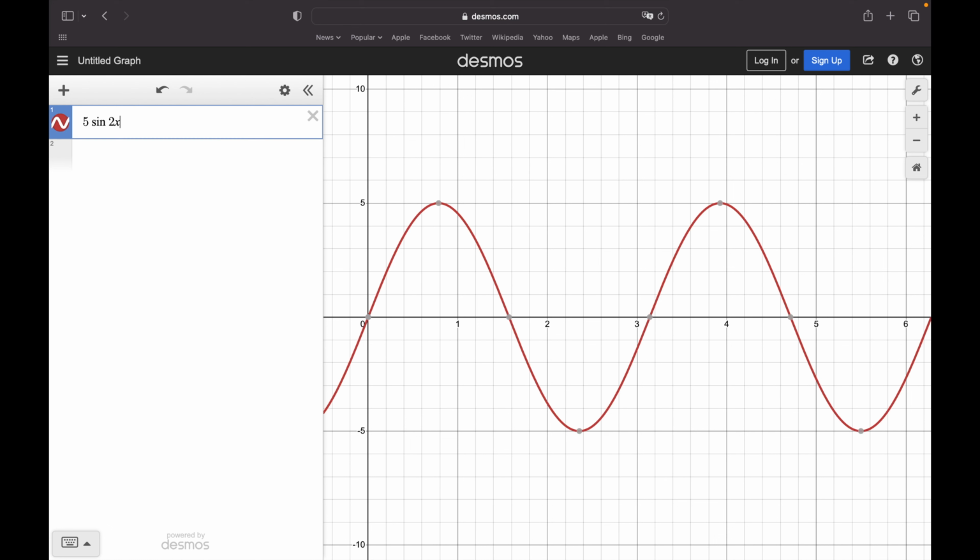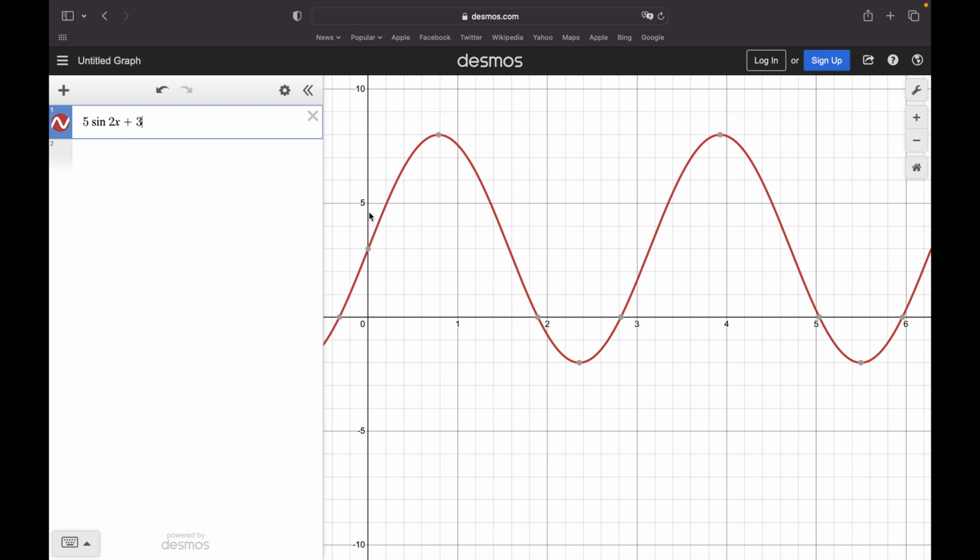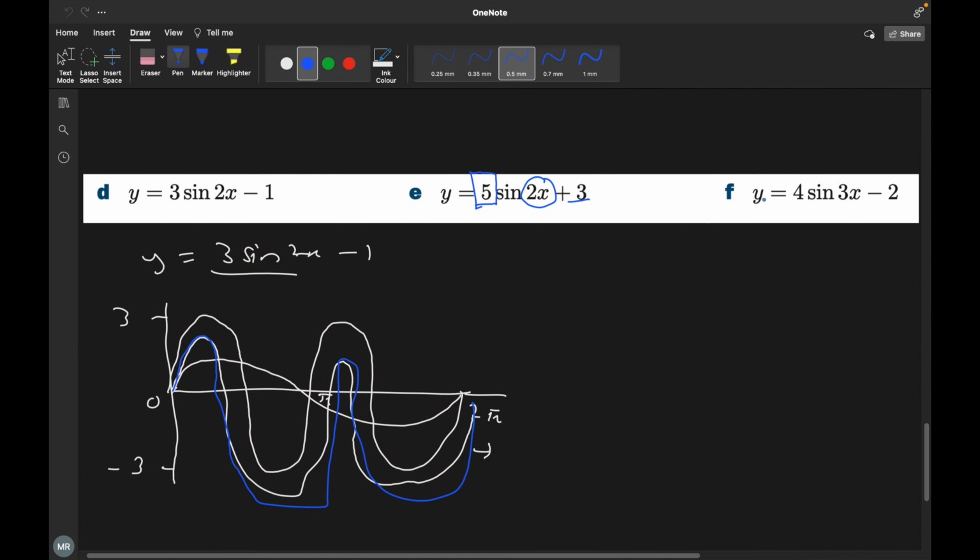5 sine 2x plus 3. This is how it's supposed to look. The principal axis is over here at y equals 3. The amplitude would be 8 minus 3, which is 5, and it completes 4 cycles. Not 4, sorry, 2. So 1 cycle, 2 cycles. So I hope you understand.